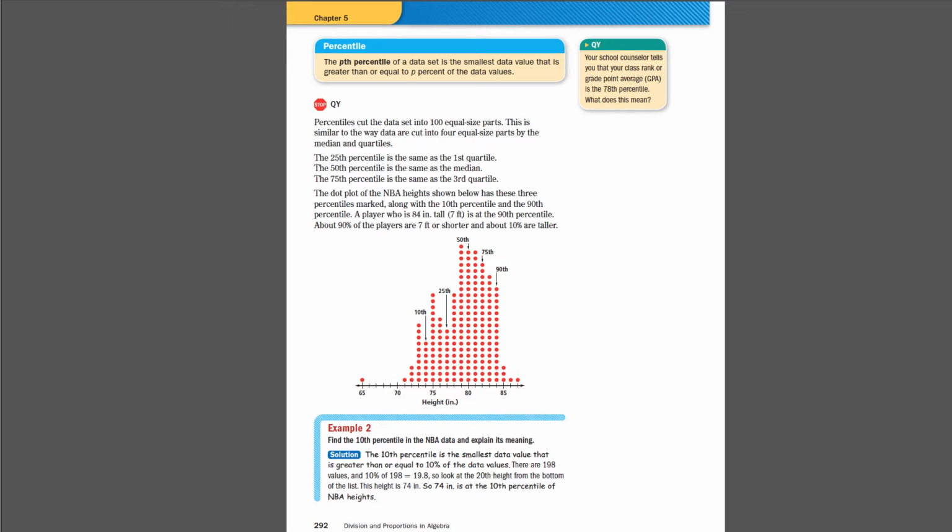So we'd start counting. 1, 2, 3, 4, 5, 6, 7, 8, 9, 10, 11, 12, 13, 14, 15, 16, 17, 18, 19, 20. We've now counted up and we see the 10th percentile is 74 inches, because at this point any value in this category is equal to or below that. That's the 10th percentile of NBA heights.